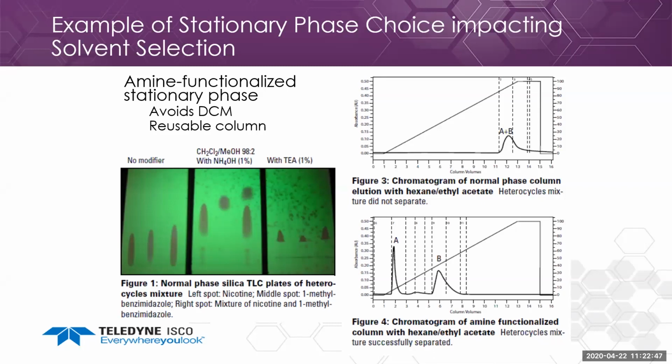So this is a really good example of how we changed our stationary phase. It allowed us to avoid using dichloromethane. It also allowed us to do a simpler mobile phase system with hexane ethyl acetate. So the amine columns are really good choice out there for purification of amines.